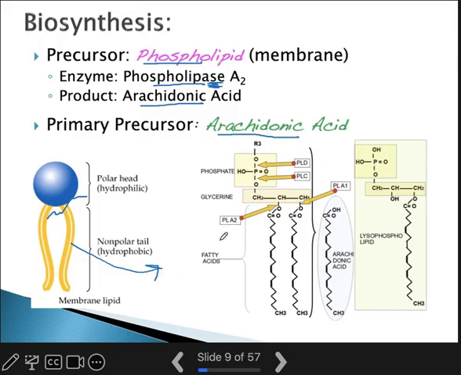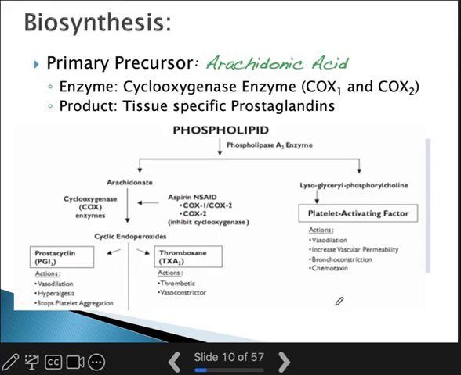So here's a more detailed rendition of the phospholipid structure. Again, we're going to target one of these hydrocarbon tails. We're going to produce an arachidonic acid that then gets modified. So if we look at the synthesis of that, again, the primary precursor for our prostaglandins is going to be this arachidonic acid. So here you can see phospholipid. There's our phospholipase enzyme. It cleaves one of those hydrocarbon tails. So here's our arachidonic acid. And then this gets modified.